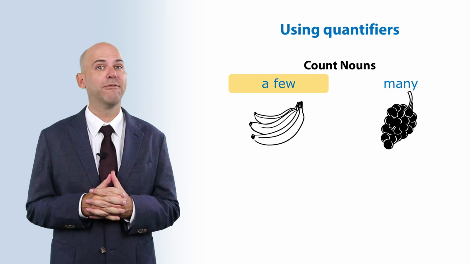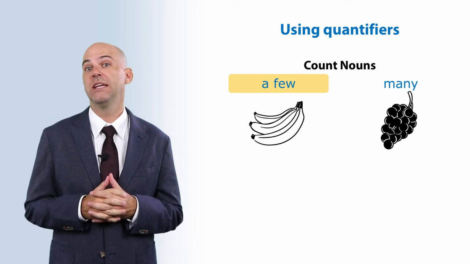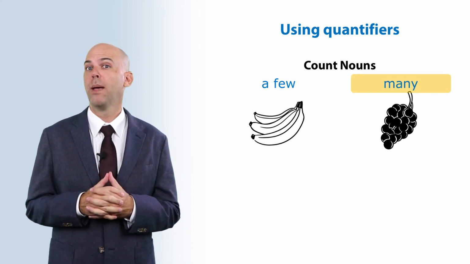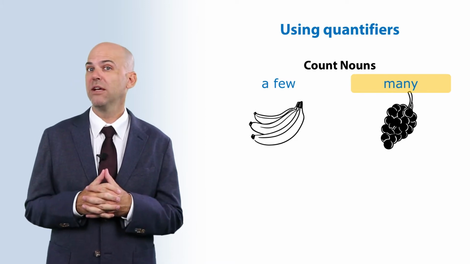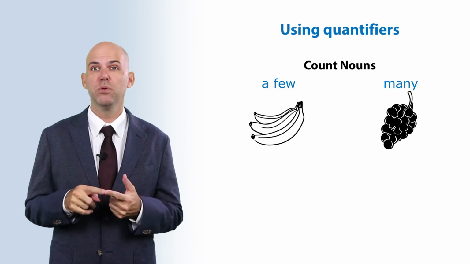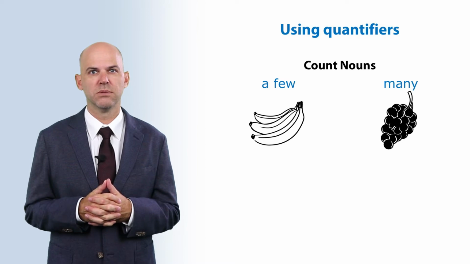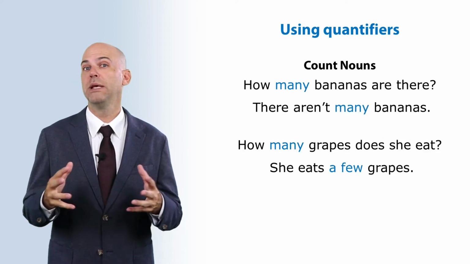Here we have a few bananas. A few means a small number. And here we have many grapes. Many means a large number. The quantifiers a few and many are used with count nouns. Let's try some examples. Repeat after me.